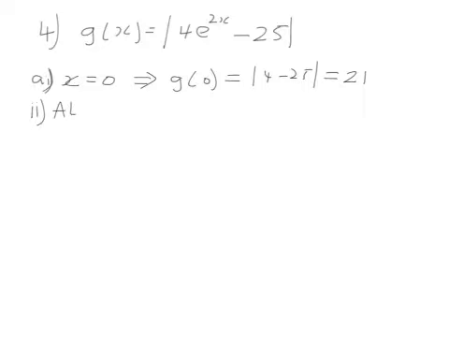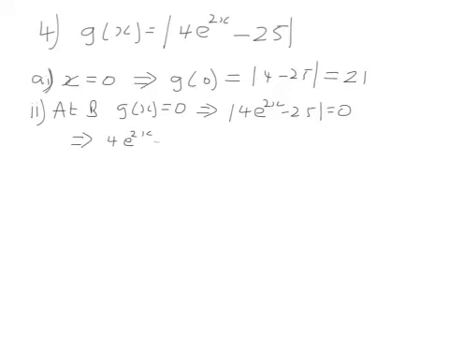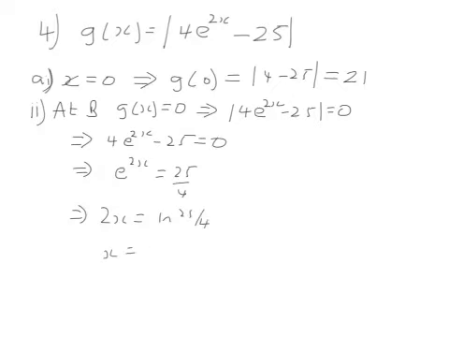That was part 1. In part 2 we want the exact x coordinate of the point B, so at B g of x equals 0, so that means that the modulus of 4 times e to the 2x minus 25 equals 0. If the mod of something is 0, then the thing itself must be 0, so 4e to the 2x minus 25 equals 0, which means e to the 2x is 25 over 4, which means 2x is ln of 25 over 4, so x is a half of ln 25 over 4.